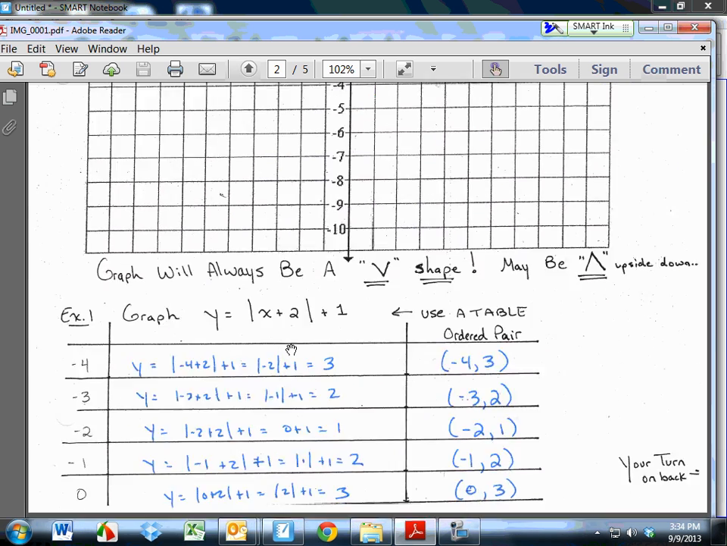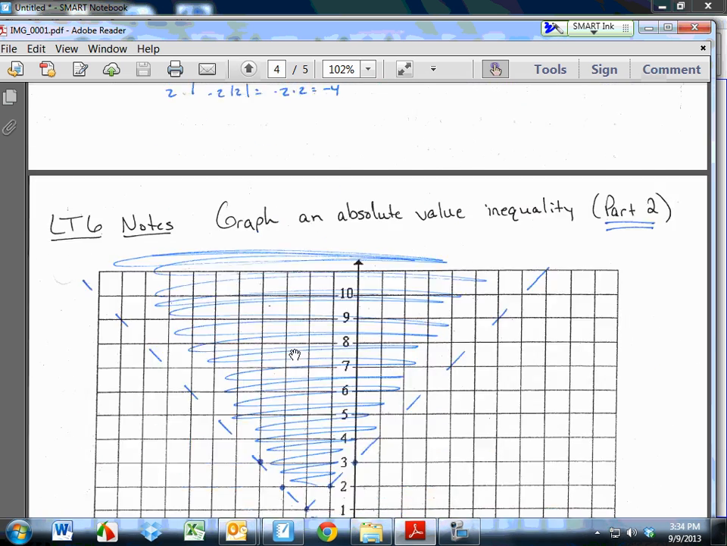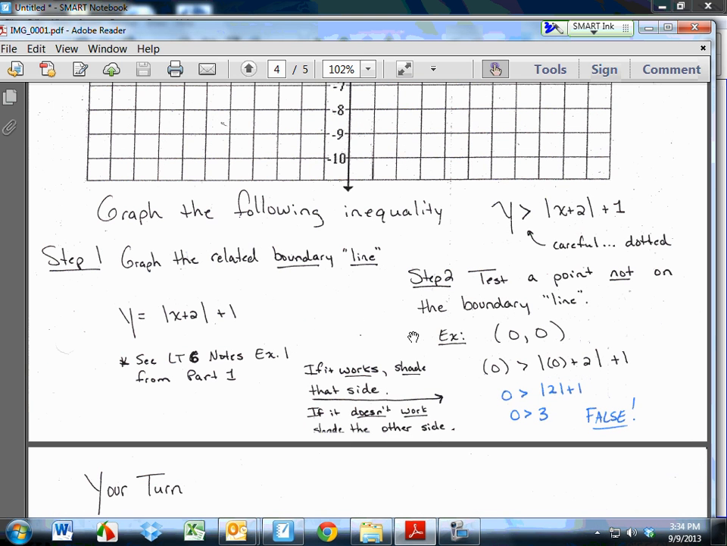So now I'm going to take a look at graphing the same problem, but changing the equal to a greater than. So we're graphing y is greater than the absolute value of x plus 2 plus 1. So step 1, we're going to graph the boundary line, and I use quotes around line because when you're graphing this absolute value, like we did in that example 1, it becomes a V. Now if we graph a greater than, that means the points on the V, the points on the boundary line aren't included, so we have to use a dotted V.